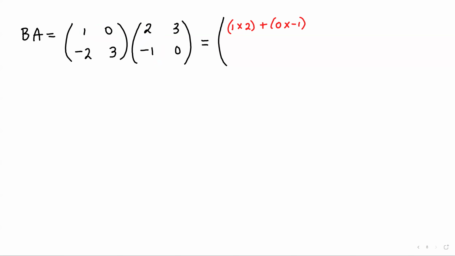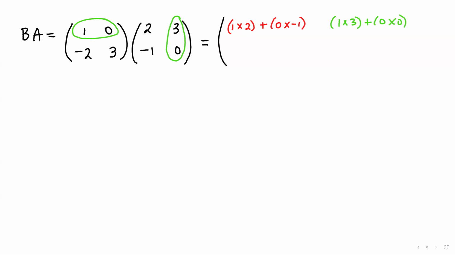Now we're going to move on to row 1, column 2. So still row 1. So it's still 1 and 0, but now it's going to be column 2, 3 and 0. So this would be 1 times 3 plus 0 times 0.